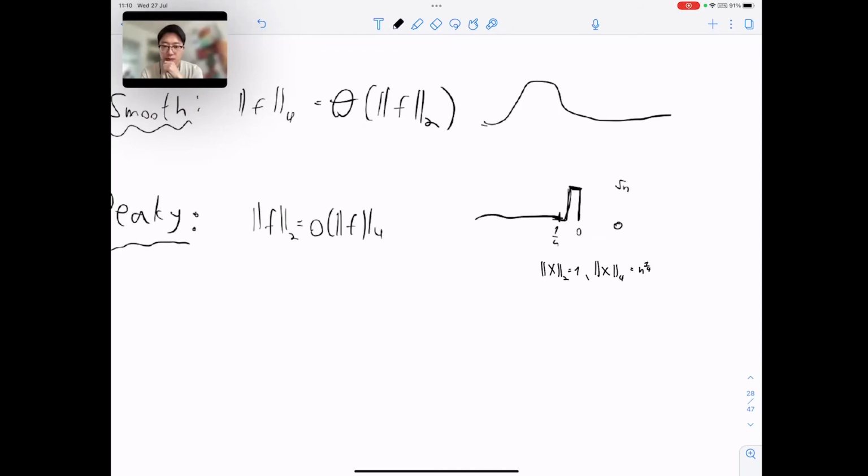And the noise operator intuitively smooths out the function. It makes it more like this picture, and it makes the 4 norm within a constant of the 2 norm, and not like the peaky distribution where the 2 norm is little o of the 4 norm.